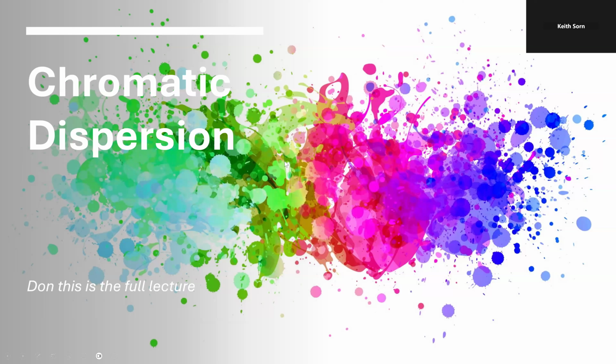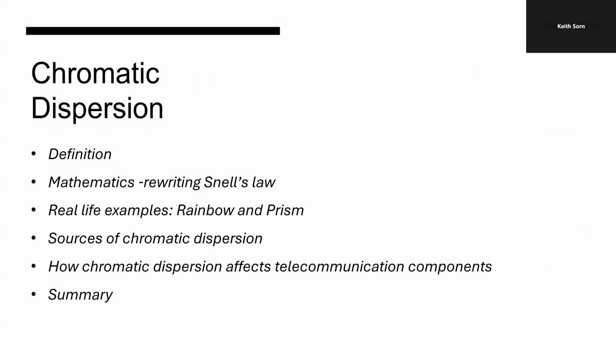Okay, we're going to talk about chromatic dispersion and how it affects the telecom industry. The basic presentation will start with a definition of chromatic dispersion. We'll do a little bit of mathematics. We'll take a look at two real-life examples, a rainbow and a prism. We're going to look at the sources of chromatic dispersion, and we're going to discuss how chromatic dispersion affects various telecommunication components.